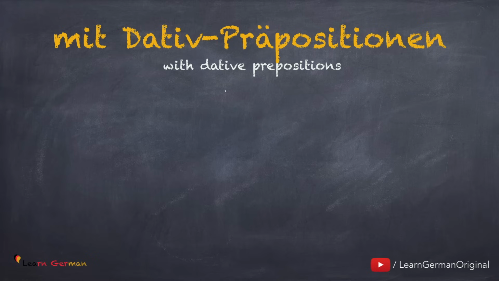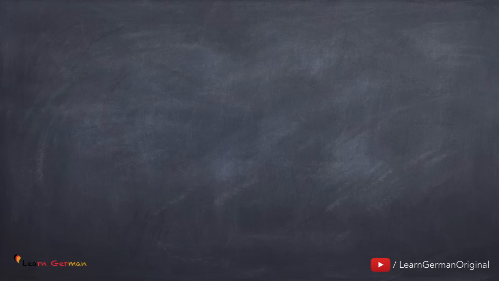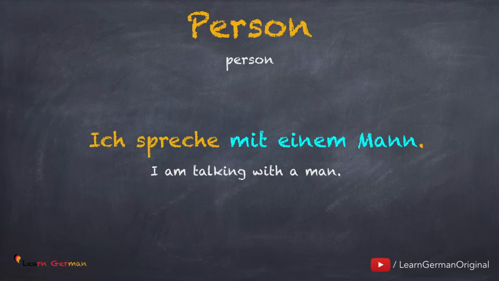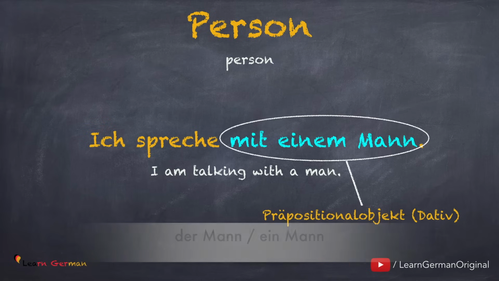Let's move on to the second use. Mit Dativ Präpositionen. Here it can be used with Person oder eine Sache, and both can be in singular or plural. Let's look at a few examples. In the case when it's a Person. Ich spreche mit einem Mann. In this case, this is the prepositional object, and since mit is a dative preposition, ein Mann changes to einem Mann.